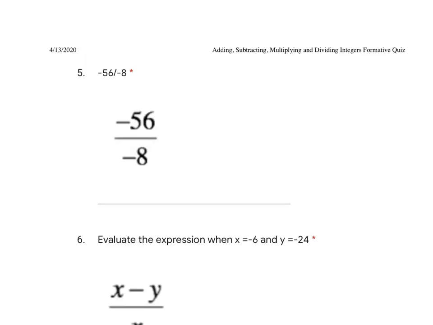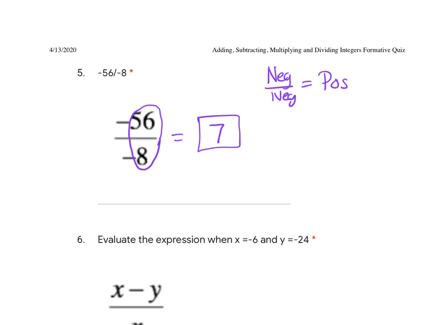All right, so this one is negative 56 divided by a negative 8. A negative divided by a negative is going to be a positive. So my answer is going to be positive. So now I just have to figure out what is 56 divided by 8. Well, that's 7. So my answer is positive 7.